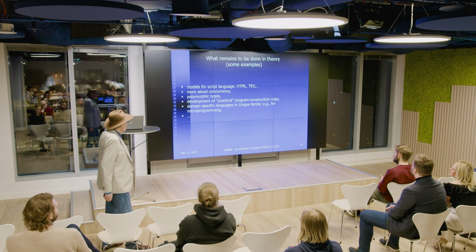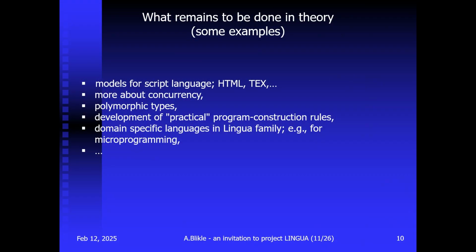Now, what remains to be done in the theory? Quite a lot, but I have to say that today the theory is rich enough to think about the first applications of the language. But of course, there are a lot of things to do in theory. There are models for script languages. Concurrency is a very large field. Polymorphic types, development of more practical program construction rules, domain-specific languages, which is a very promising area, etc. This is not the end.